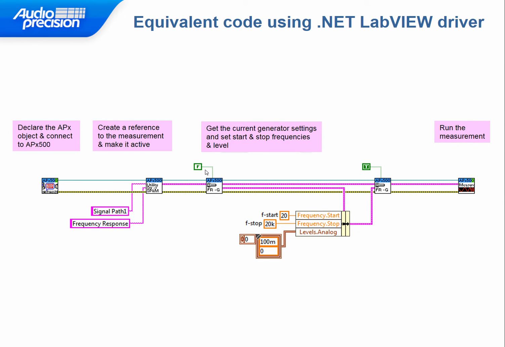Here we would get the current generator settings with this VI used to get the frequency response generator settings. We wire that to a bundle by name cluster element, and we just change the value of the properties that we want to change. So here we're changing the start frequency, the stop frequency, and the levels. Then we pass that back to the same VI with this bool set to true value now because we're going to set those properties, and finally we run the measurement.